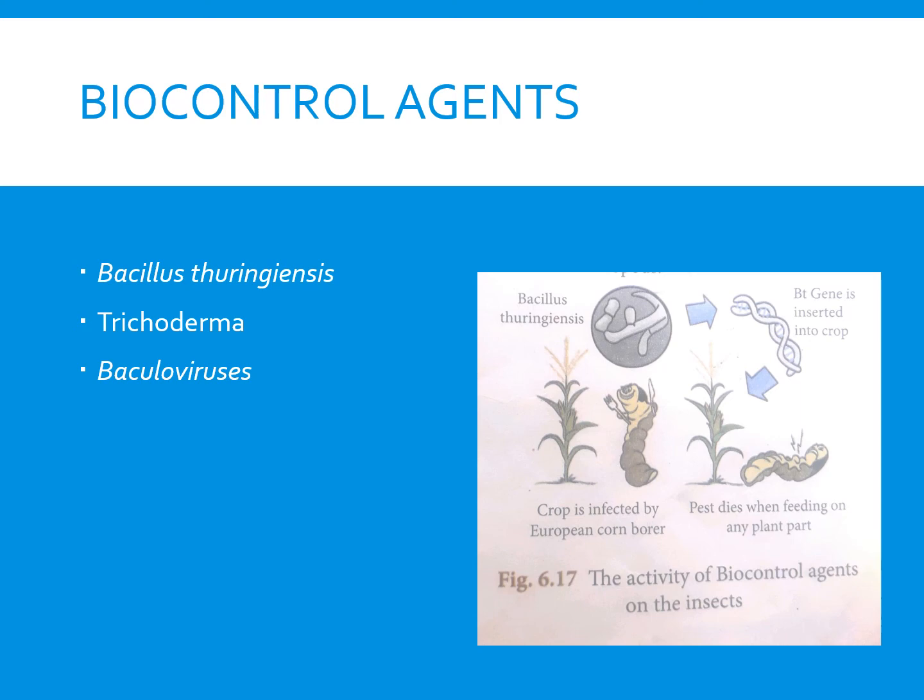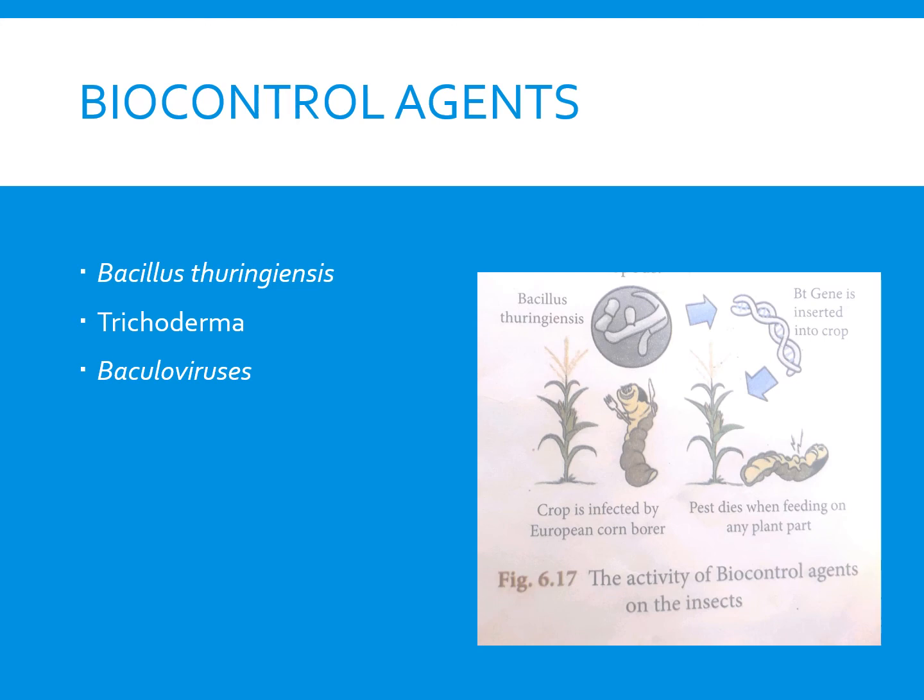See the example, first one, Bacillus thuringiensis, which has a special gene called BT, that is the Bacillus thuringiensis gene. When it is inserted into the crop, the pest will be affected. So the pest dies when feeding on any part of the plant. The crop is infected by the European corn borer. The activity of this will kill the pest. Another example, Trichoderma and baculoviruses. These are called biocontrol agents.